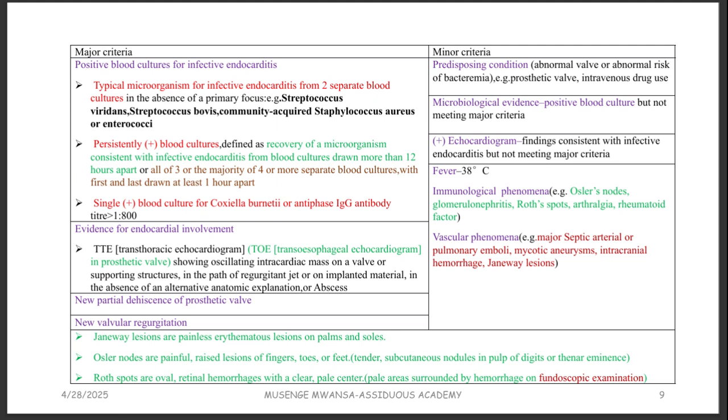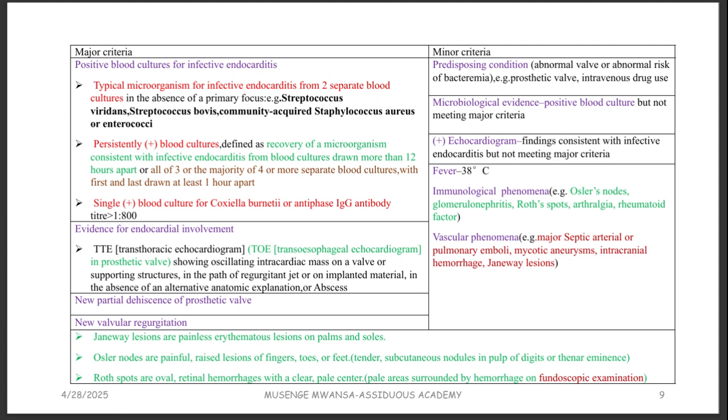Another thing is persistently positive blood culture, which is defined as, number one, the recovery of a microorganism consistent with infective endocarditis from cultures drawn more than 12 hours apart. Like you get cultures more than 12 hours apart, and you have those organisms that are consistent with infective endocarditis, the blood culture comes out positive. That means someone has a positive blood culture. So you do a culture, 12 hours later, you do another culture, and they are both positive for the organisms consistent with infective endocarditis.